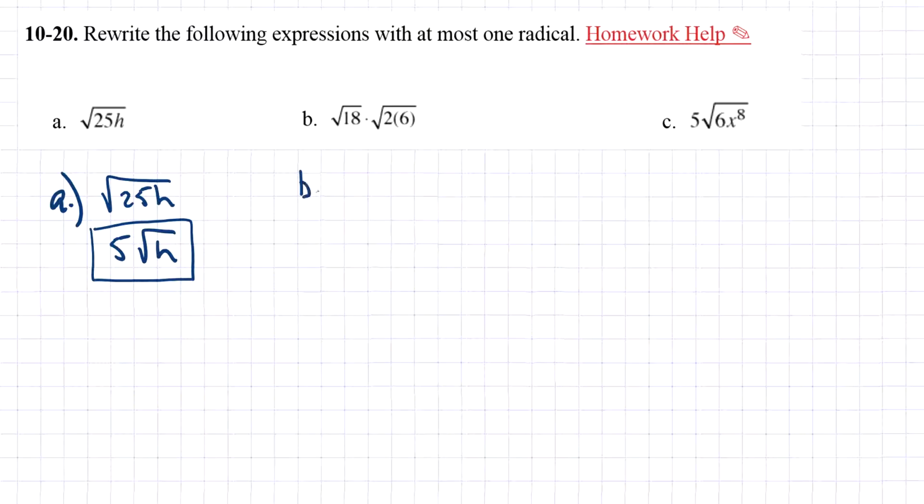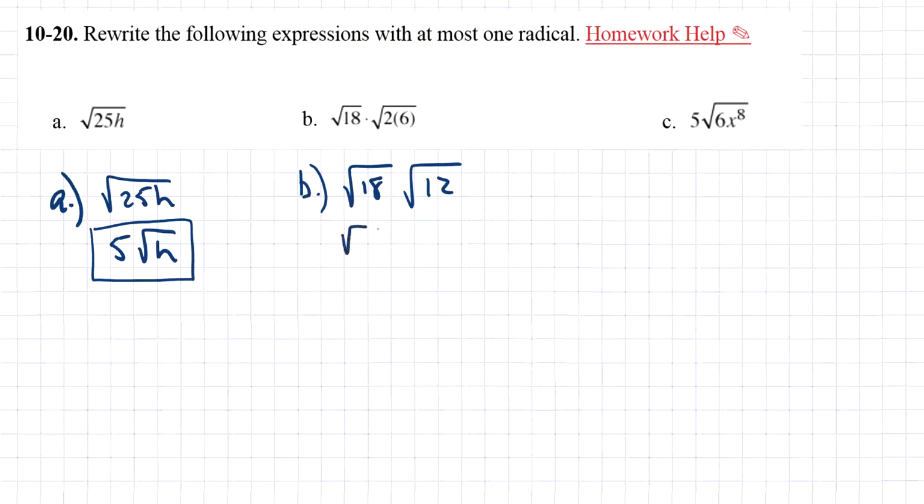For b, we have the square root of 18 times the square root of, what is that, 2 times 6, which is 12. We can do this a couple different ways. 18 times 12 is 216. So what we can do is take the square root of each one of these separately.